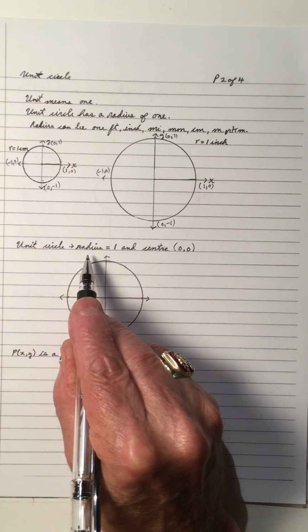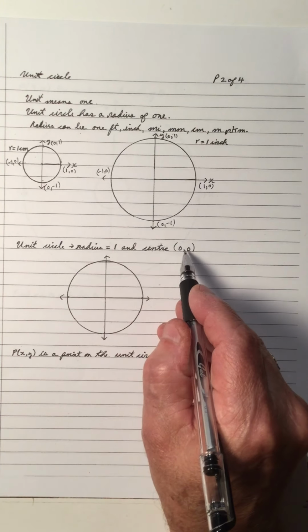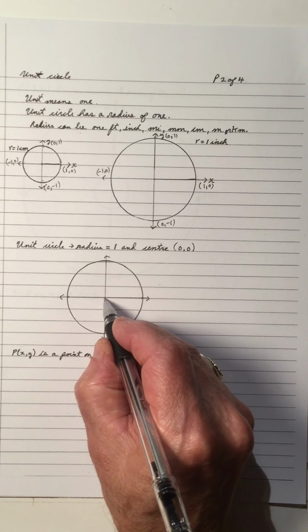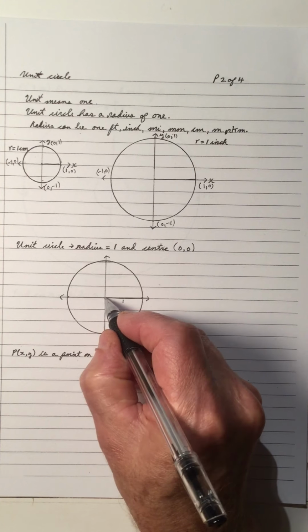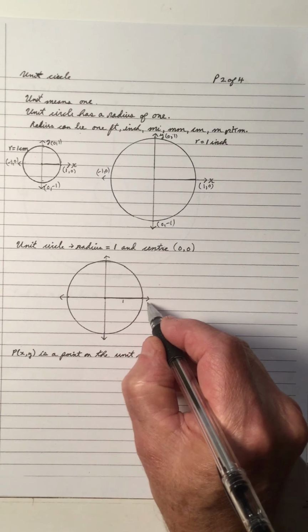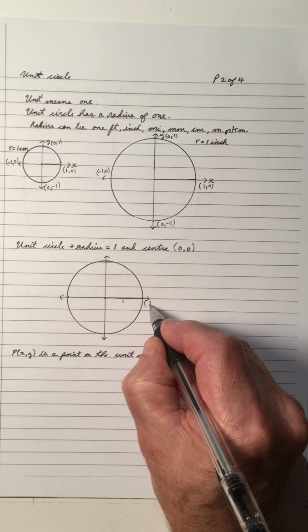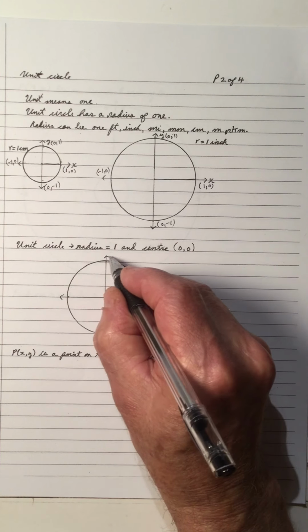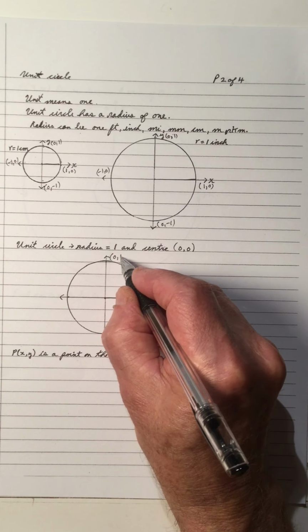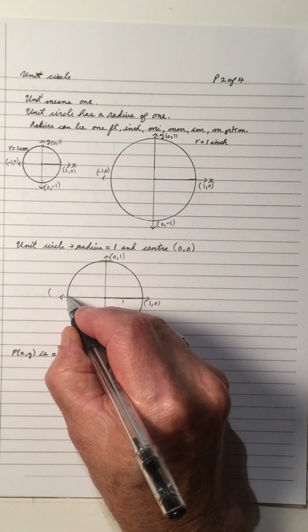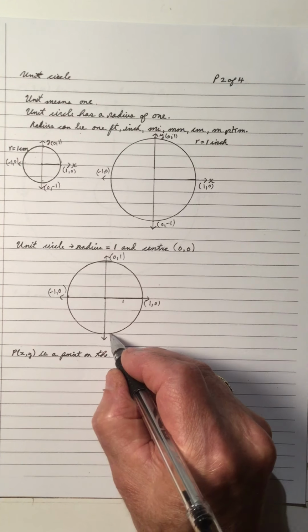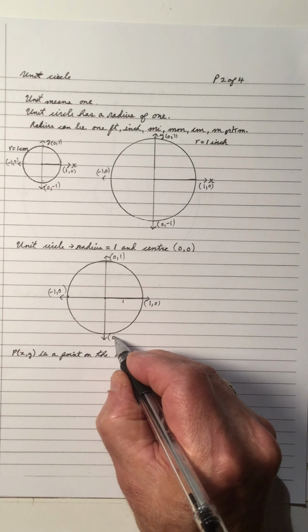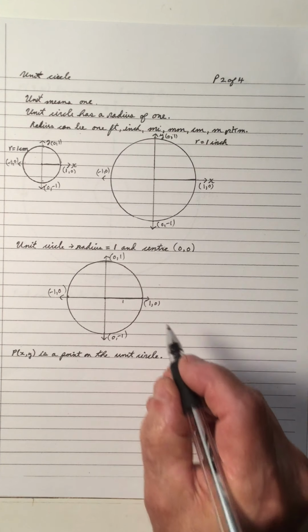A unit circle has a radius of 1 with a center of 0, 0. So there's the radius of 1 right there. So there's the center 0, 0. So this point is 1, 0. This point is 0, 1. And this point right here is x is negative 1, y is 0. And this point, x is 0, y is negative 1.